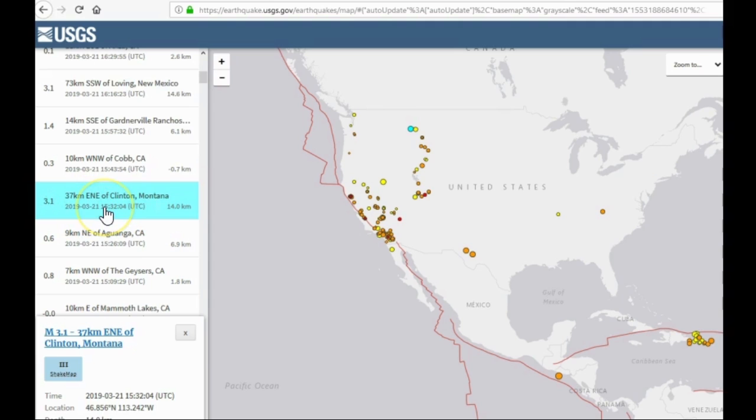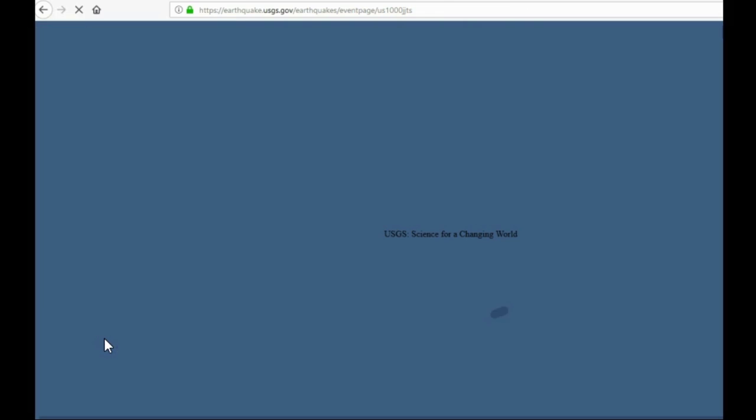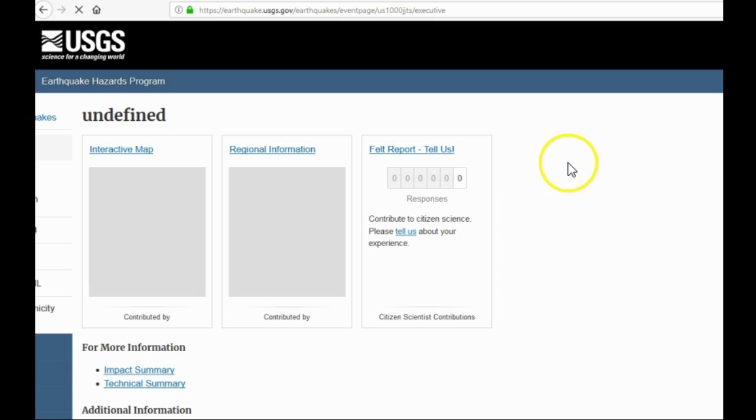16, 16, 15, 15. Aha! Magnitude 3.1 in Montana, near Clinton, Montana. Struck at 14.0 kilometers in depth. Nobody reported feeling it, but according to the shake map, it does.